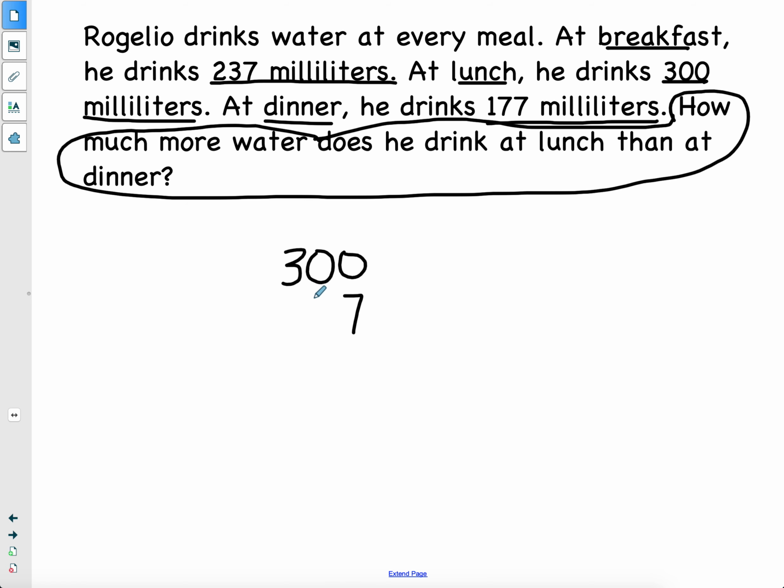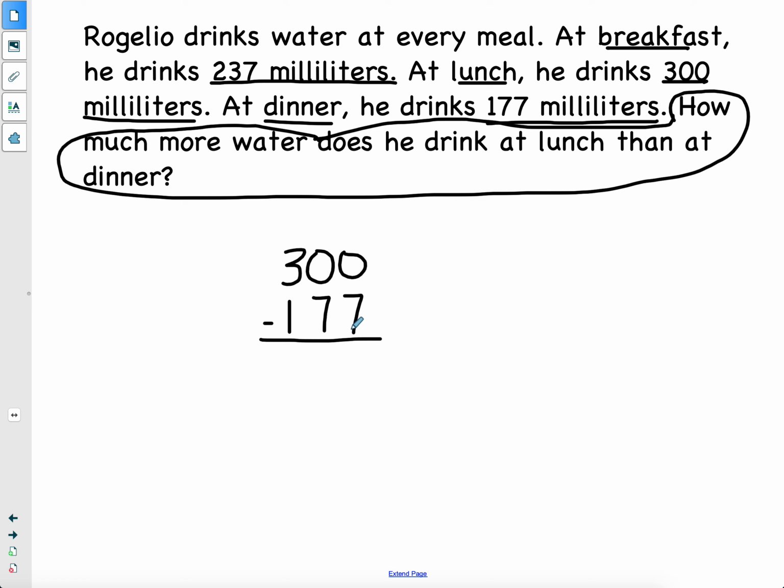and I always write the digits by place value. I want to make sure the ones place, the tens place, and the hundreds place are lined up together. So I always like to write the second number starting with the ones place, so that way I don't mess anything up or put anything out of order. So I have 300 minus 177. So again, I always start in the ones place.